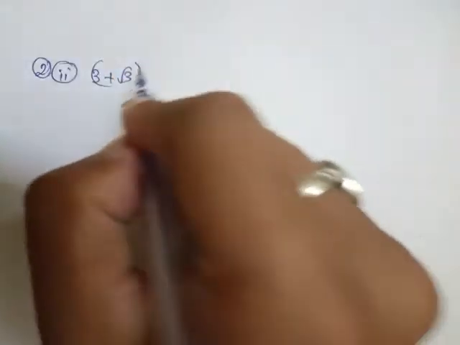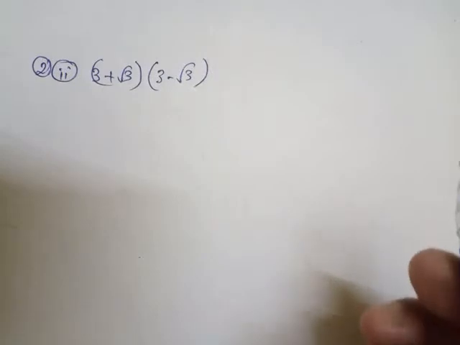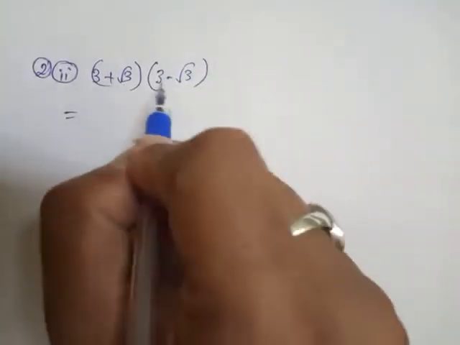Now student, 1.5 question number 2 Roman 2. The question is 3 plus root 3 and 3 minus root 3. This is the question. We have to solve this out, which means simplify. Now how to solve this one? Look, 3 plus root 3 and 3 minus root 3.